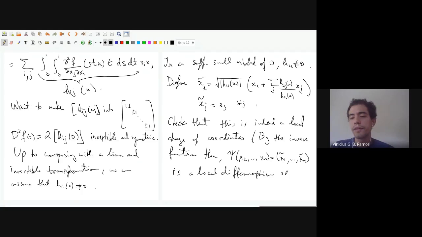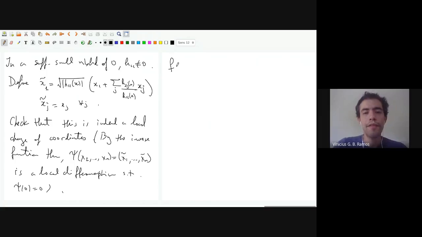Such that psi of 0 equals 0. Okay? So now we can precompose f with psi, f precomposed with psi inverse of x1 tilde, ..., xn tilde. If you just look at what f is in terms of x1 tilde through xn tilde, it's not very hard to see what happens.